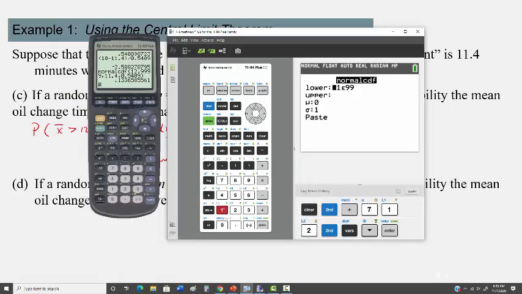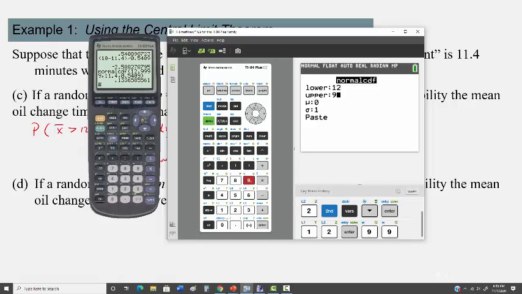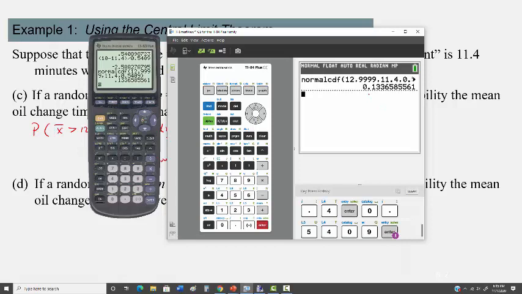Over here, you'll get the same thing. Just a little bit easier to put in. You get the same value. So it works perfectly with your calculator. I think this is a little bit easier than the z-score formula.